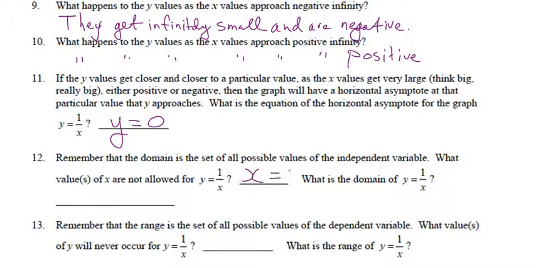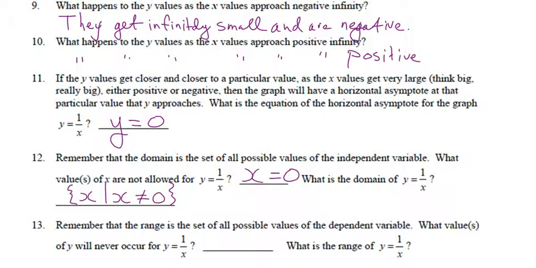So x equals 0 is not allowed. What is the domain of y equals 1 over x? x not equals 0. Yeah, let's just keep it easy, right? The set of all x such that x cannot be 0.